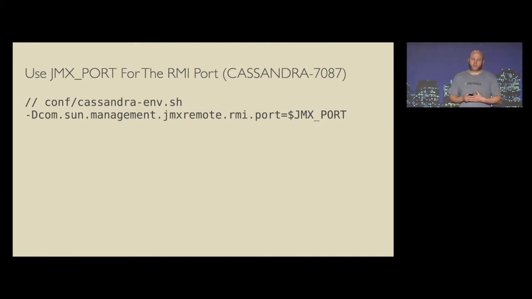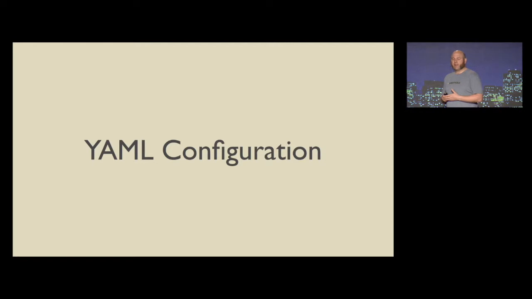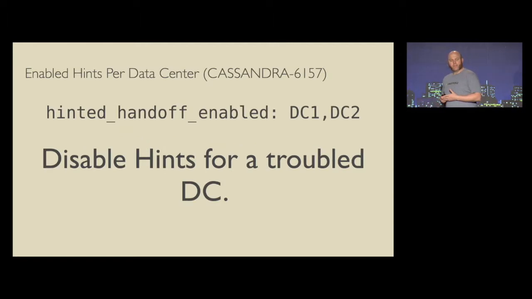So on to our old friend, YAML configuration. A lot of changes in here. Hinted handoff can now be enabled on a per data center basis. So the value that you can specify there is either true, false, or a list of data centers. You can also update this via JMX. So if you lose a data center, you've lost the WAN for whatever reason, and you don't want the nodes over in the West Coast constantly storing hints for things in the East Coast, you can update this YAML config, or more likely use the JMX and disable hints for it.